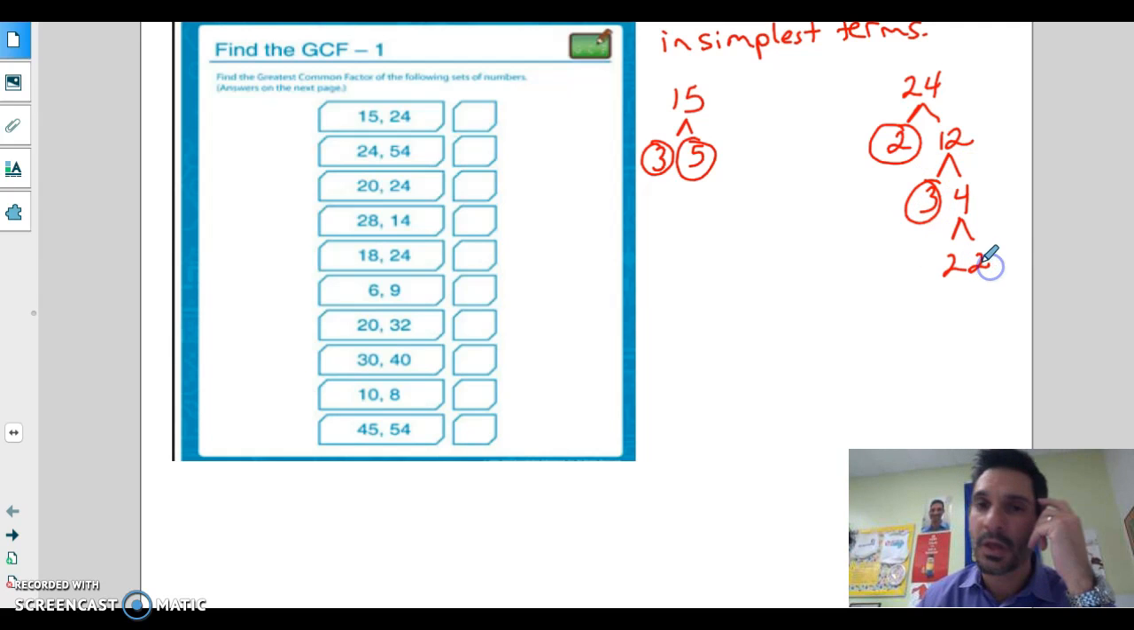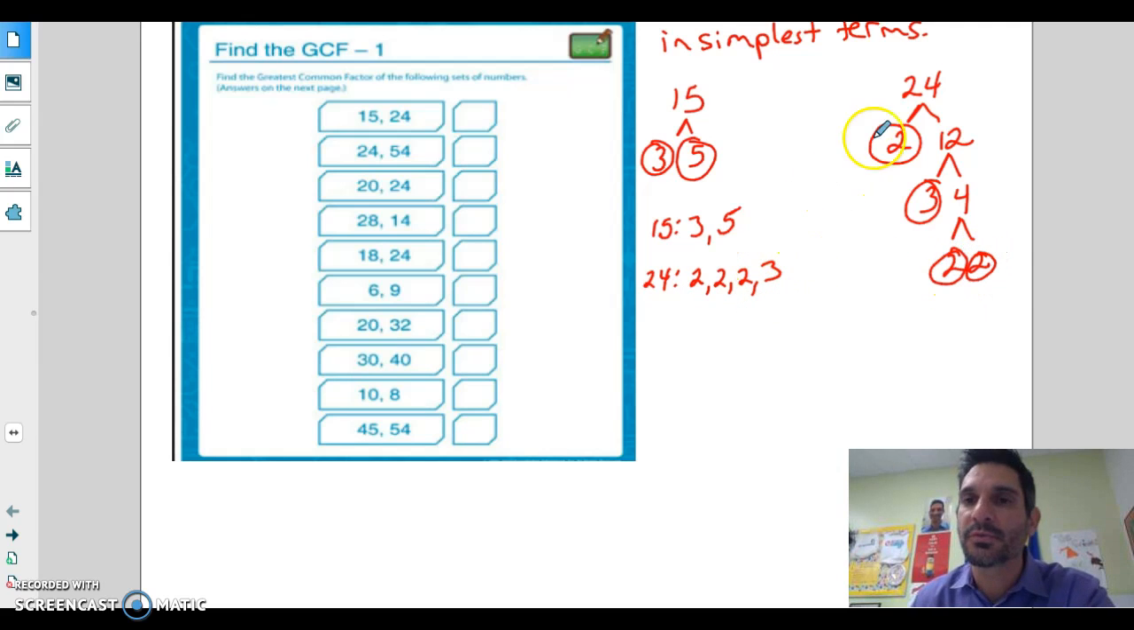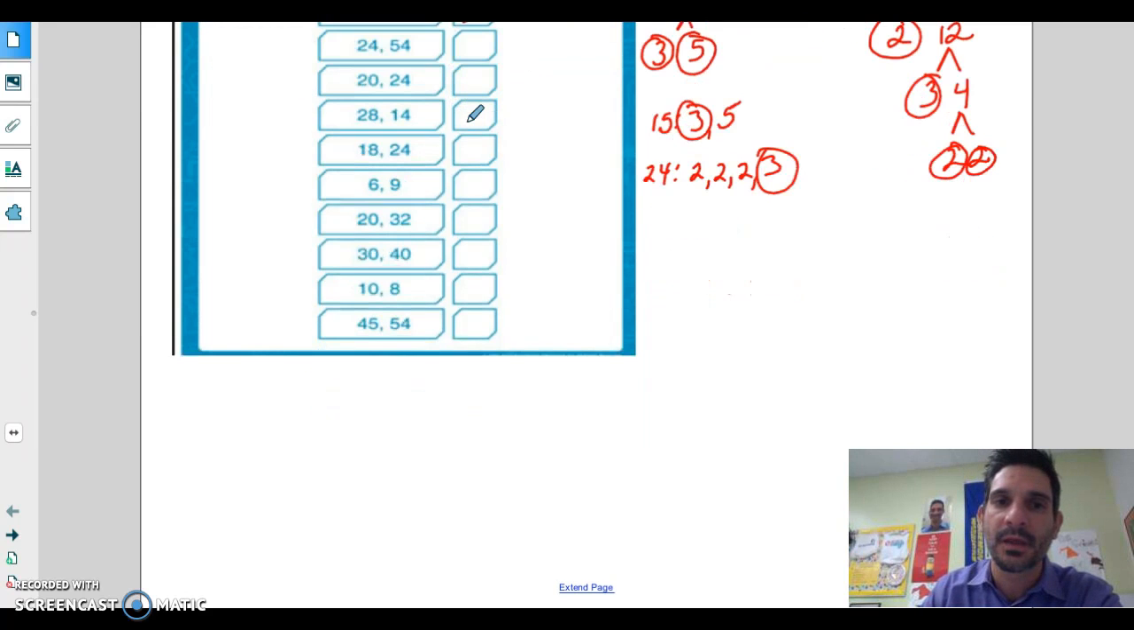4 is 2 and 2. So for 15, the prime factors are 3 and 5. The prime factors of 24 are 2, 2, 2, because I got three 2s and a 3. So when I'm trying to find the greatest common factor, I want to find a factor that's in both lists. And the only one is 3. So the greatest common factor of 15 and 24 is 3. Okay. Let's do another one.